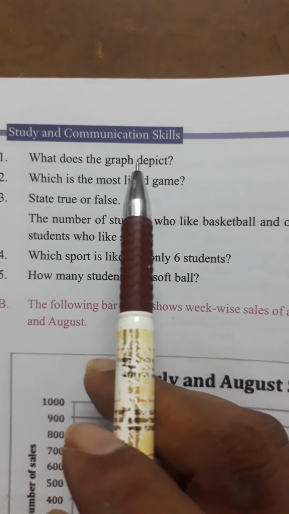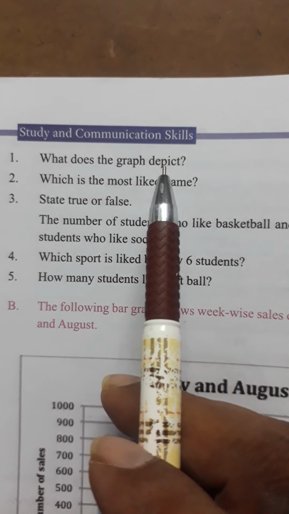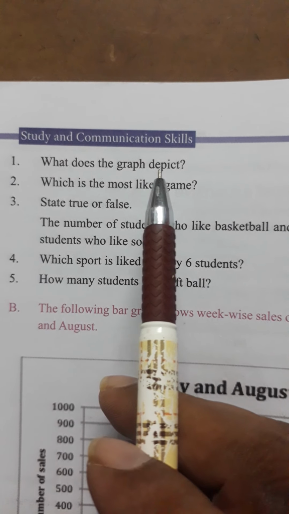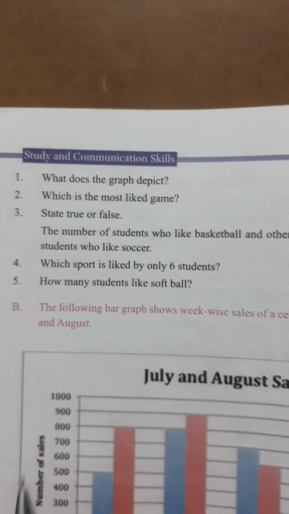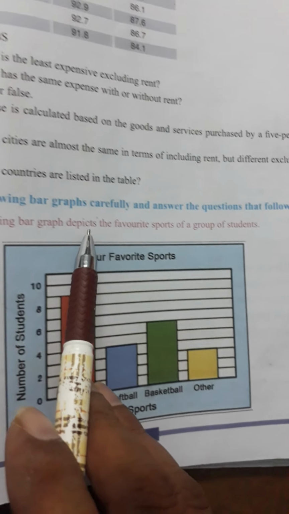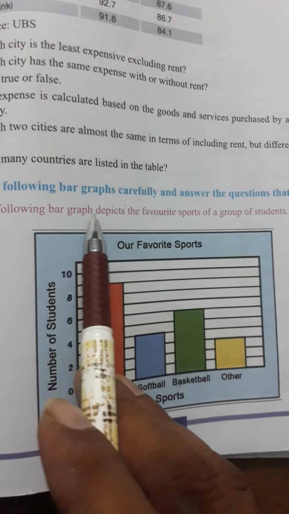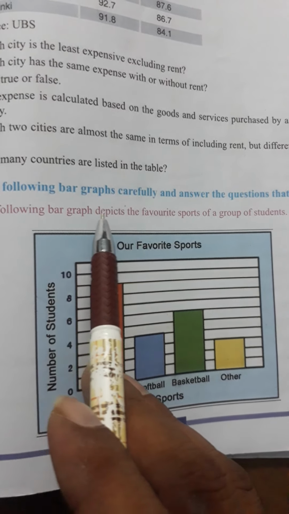Let us see the first question here. What does the graph depict? Depict means explain, I already told you. The answer: the bar graph depicts the favorite sports of a group of students. No need to mention the word following. That is the answer.